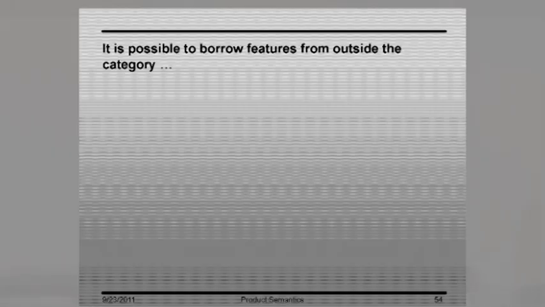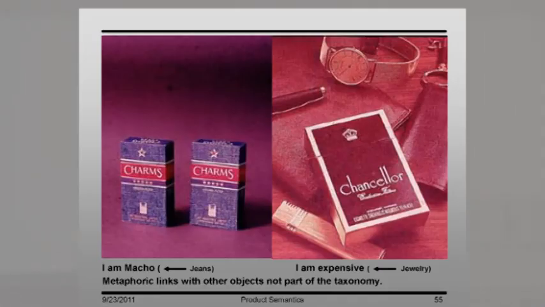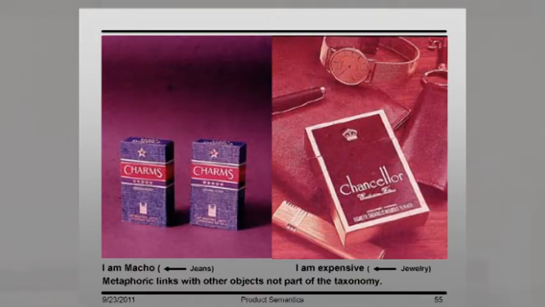So it's possible to borrow features from outside the category to create innovation, which is what a lot of people do. For instance, Charms borrowed from jeans, that cigarette, purely to show whom this is for. Or this borrows from jewelry, all the gold that comes in, just to show that I am expensive. So metaphoric links with other objects not part of the taxonomy can create their own communication.